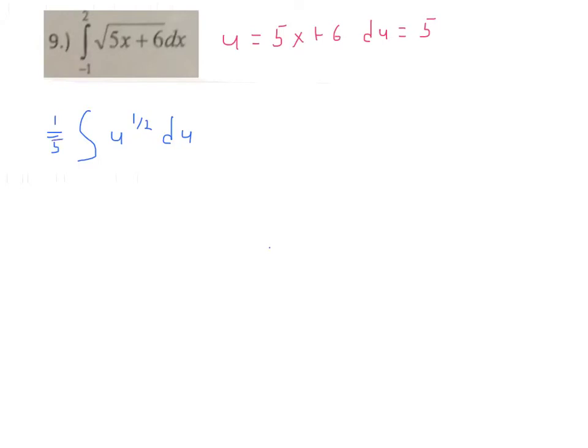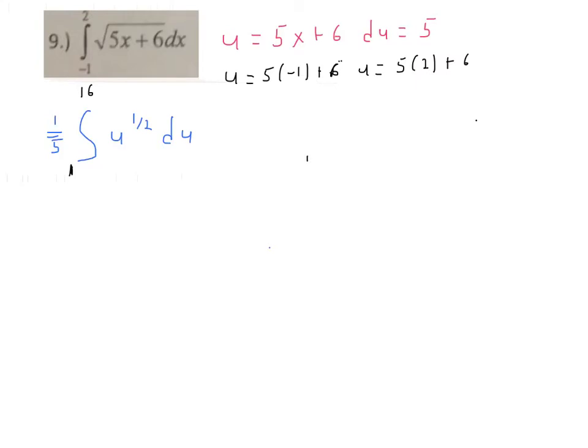Okay, now let's change our limits of integration. Our lower limit of integration was -1. u is equal to 5 times -1 plus 6. So our new lower limit of integration is 1. u is equal to 5 times 2 plus 6. So our upper limit of integration is 16.